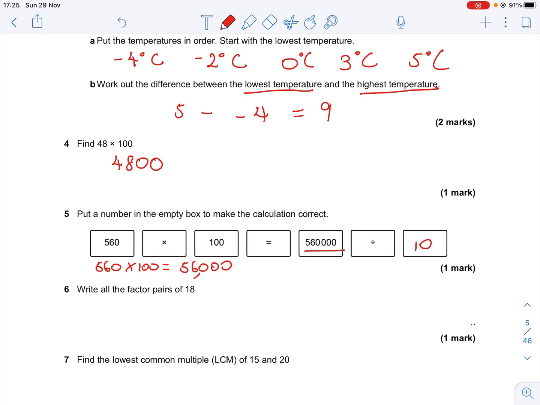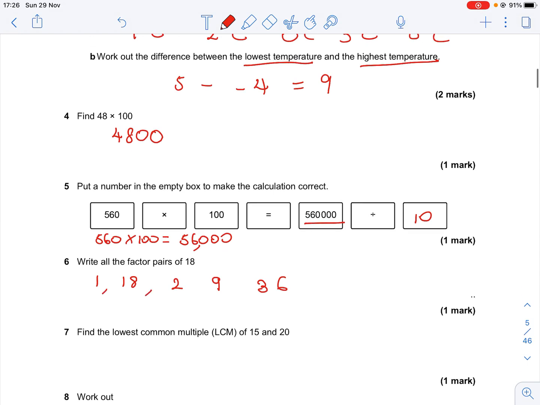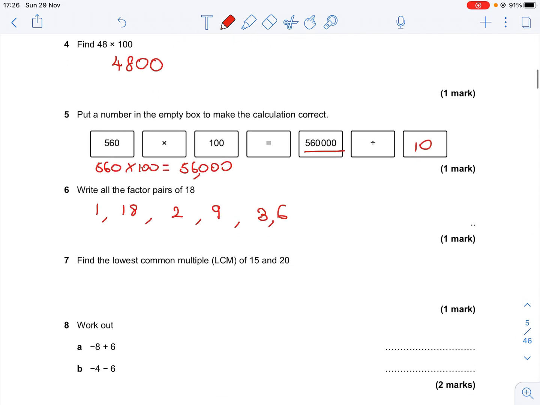So write the factor pairs of 18. So remember, factors means 2 numbers multiplied together to give you 18. So we have 1 and 18, multiply to give us 18, 2 and 9, and 3 and 6. We have 1, 18, 2, 9, 3, 6.